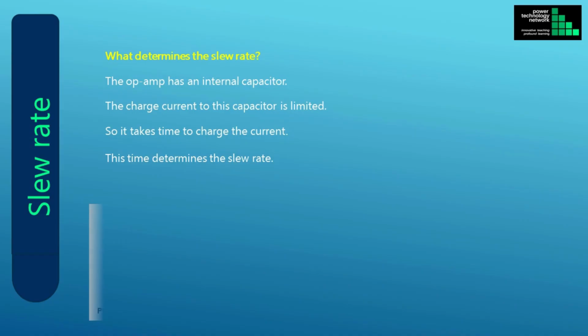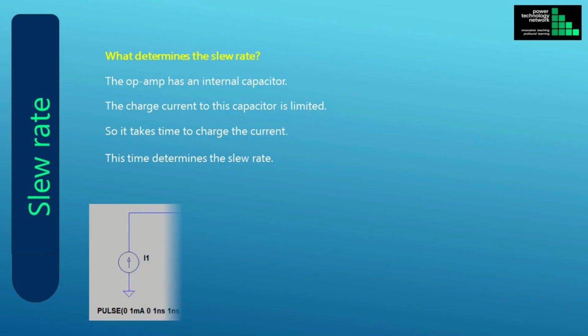This is what the model for the slew rate looks like. It is a pulse current source, charging a capacitor. In this slide, we shall analyze the operation of this circuit, before we introduce it into our op-amp model. This is the equation that describes the relationship between the capacitor charge current and voltage.